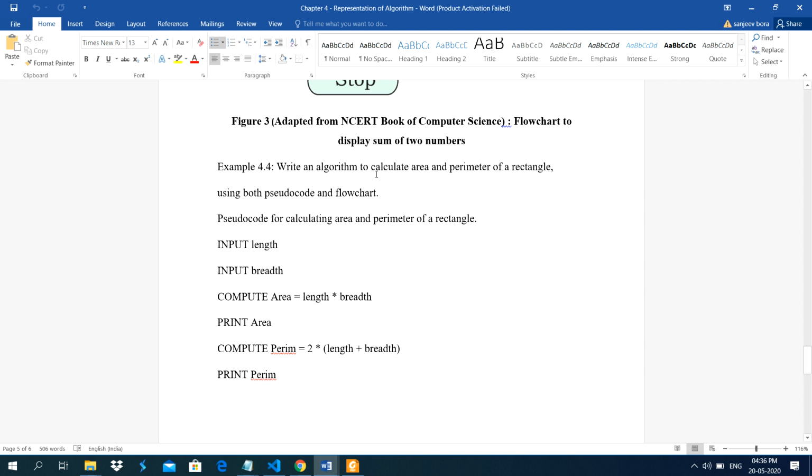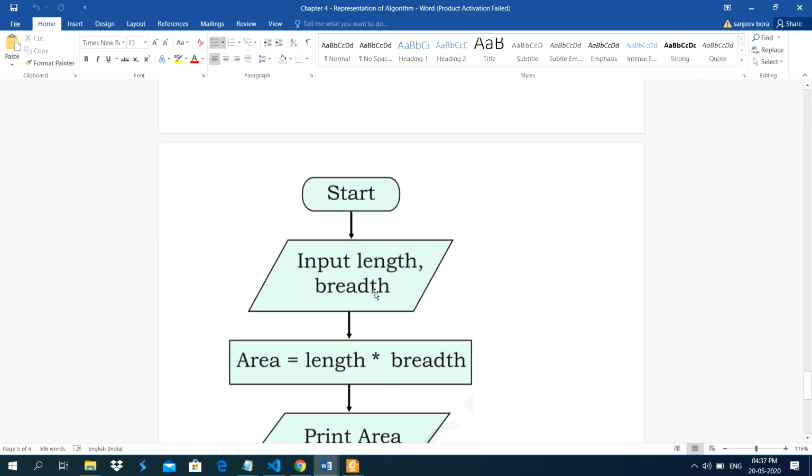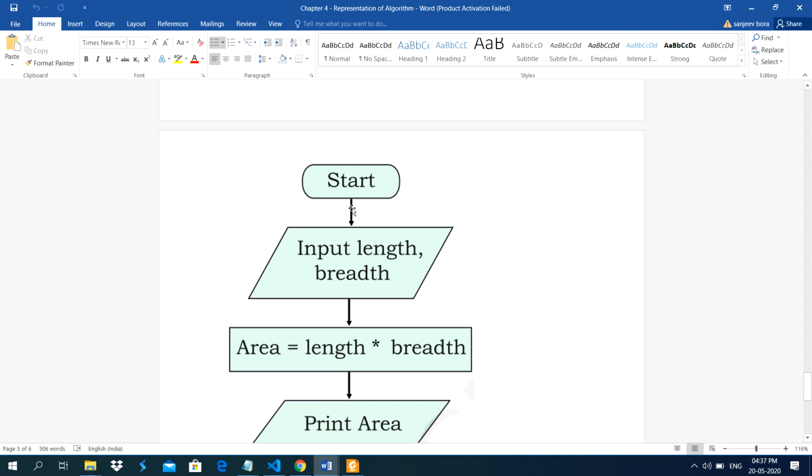And next is, write an algorithm to calculate the area and perimeter of a rectangle. See here, what is the pseudocode here? First input length, input breadth, then compute area equal to length into breadth. You see here the pseudocode steps are written in capital letters. Actually it is not defined, but it should be used to distinguish between the pseudocode symbol and the variable symbol here. This is the input for the algorithm. Then input breadth, then compute area equal to length into breadth, then print area, then compute and print perimeter. Same way, it is translated in the form of a flowchart.